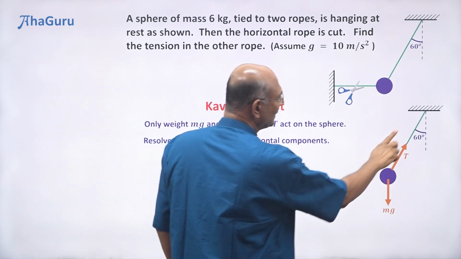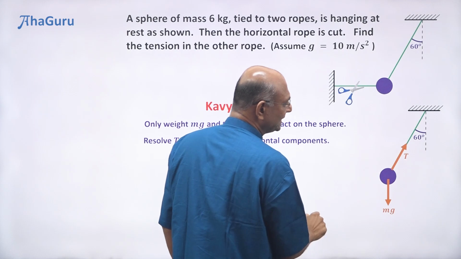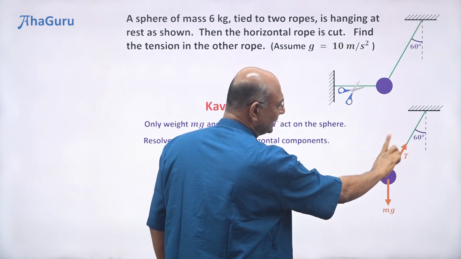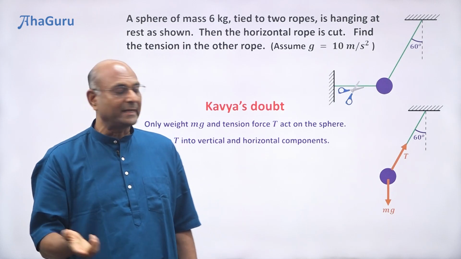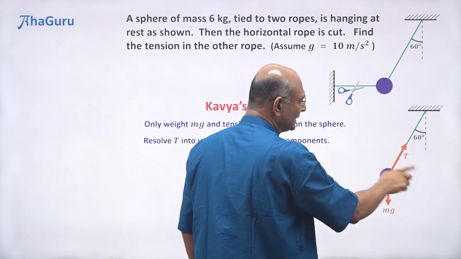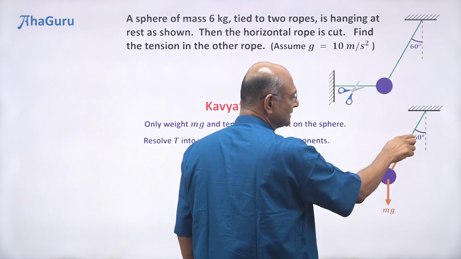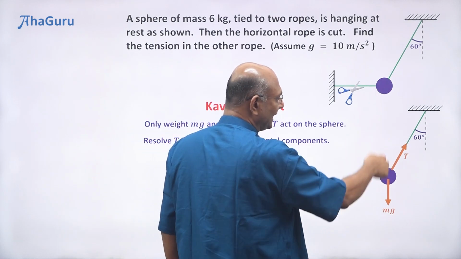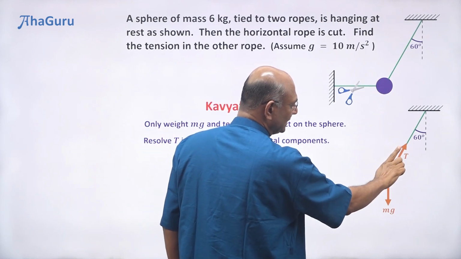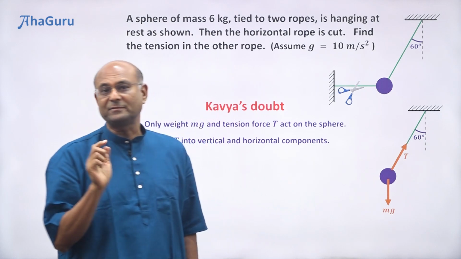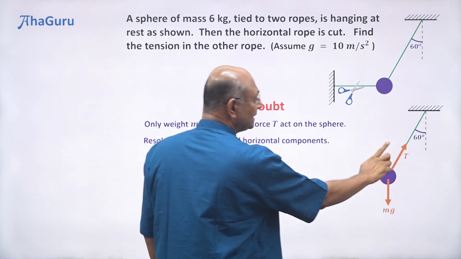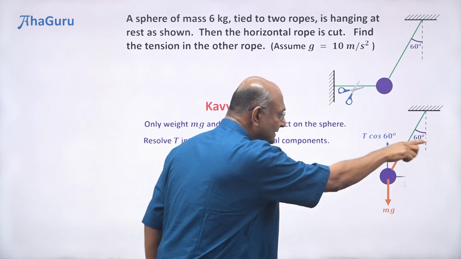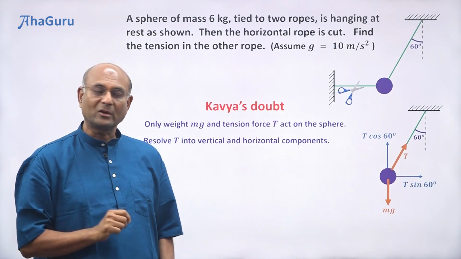How do I do that? Well, this angle is given as 60 degrees. So if you think of the vertical line here, the angle that this makes with the vertical will be 60 degrees, right? Vertical is parallel, and this is like a transversal, so alternate angles must be equal. So this tension makes an angle 60 degrees with the vertical, which means T cos 60 will be the vertical component and T sin 60 will be the horizontal component.